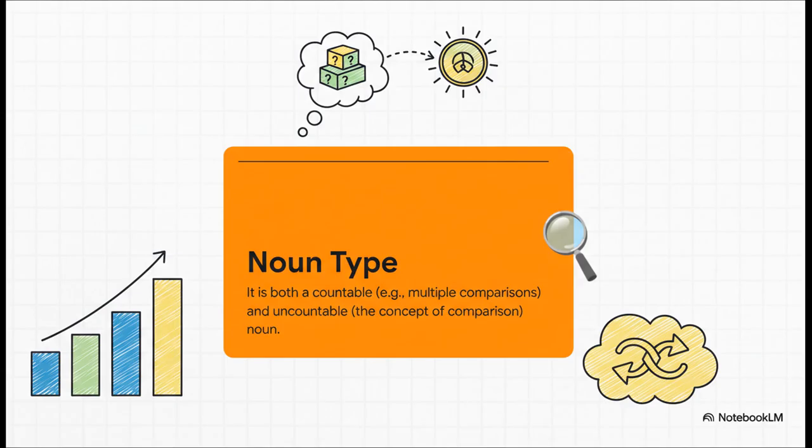But here's where it starts to get a little more interesting, a bit more flexible. See, it can be countable, like when you make several comparisons, or it can be uncountable, where you're just talking about the general idea of comparison itself. So it works on both a specific, concrete level and as a big abstract concept.